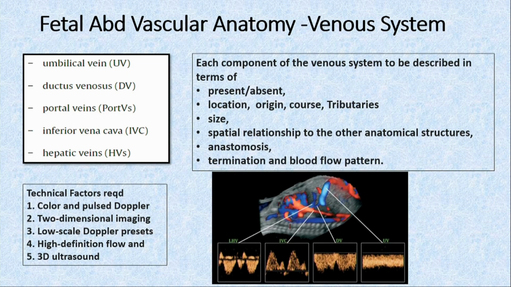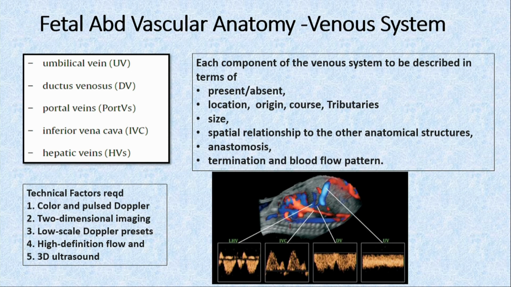And then in the fetal abdominal vascular venous system, we have to evaluate the umbilical vein, the ductus venosus, the portal vein, the inferior vena cava, and the hepatic veins. And when we look at these veins, because this is a very new area, a lot of anomalies and a lot of syndromes can be detected by these vascular abnormalities. So a normal anatomy we must understand, and in this normal anatomy we have to see whether all these vessels are present or not.